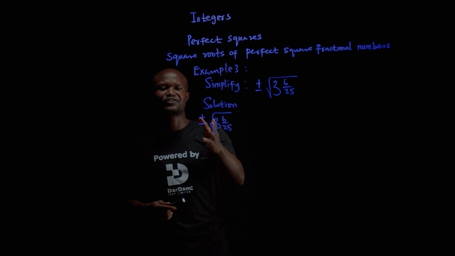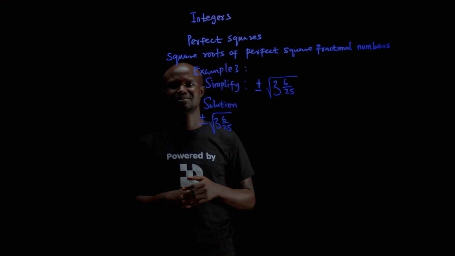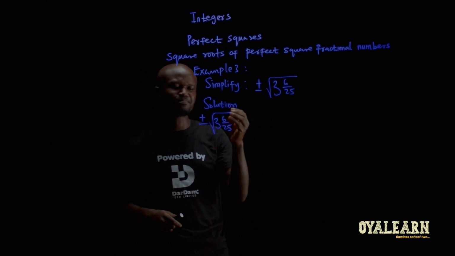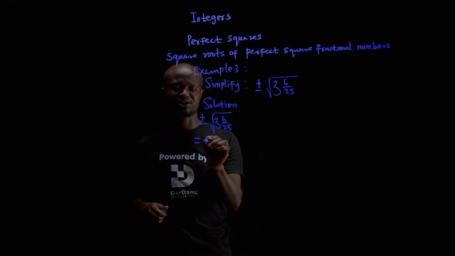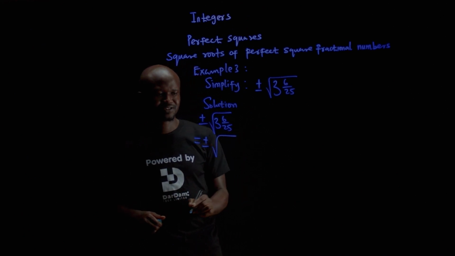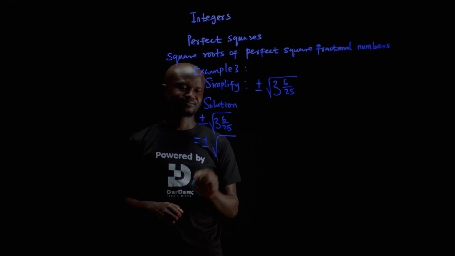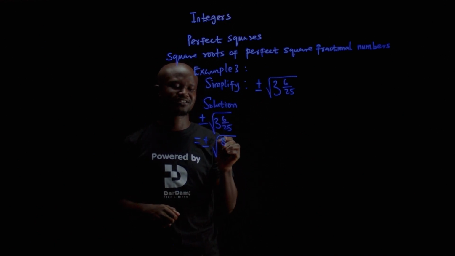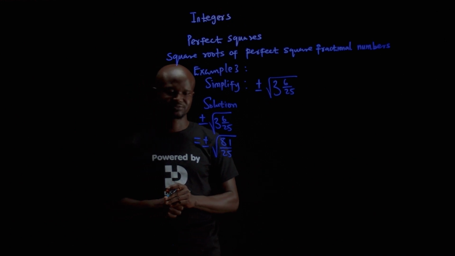Before you can simplify this, you can see the number inside is a mixed number. So this mixed number, you need to convert it to what? To an improper fraction. This is equal to plus or minus square root of what? 25 times 3 is 75. 75 plus 6 is 81. So we now have 81 divided by 25. So this is the improper fraction.